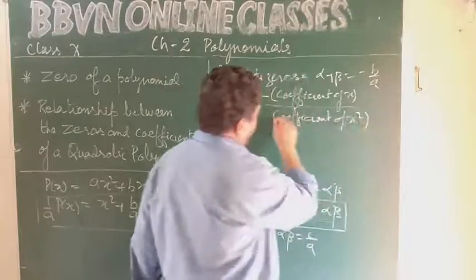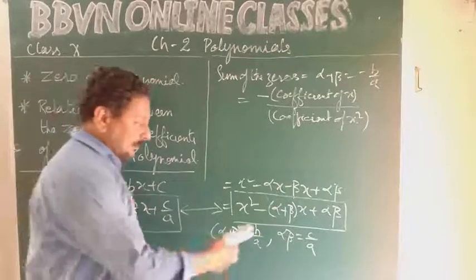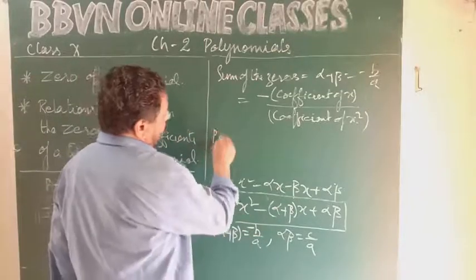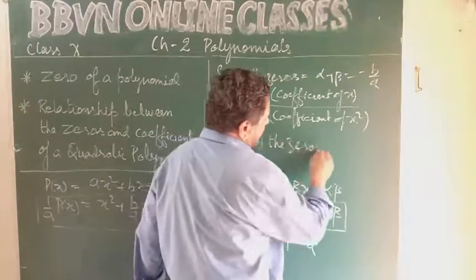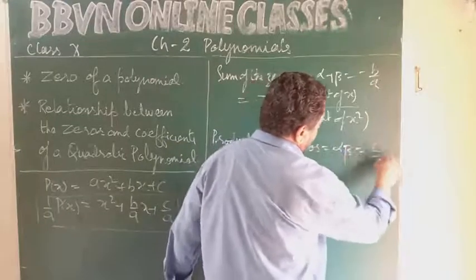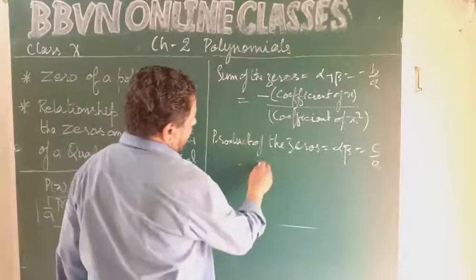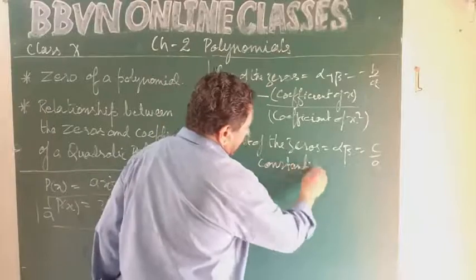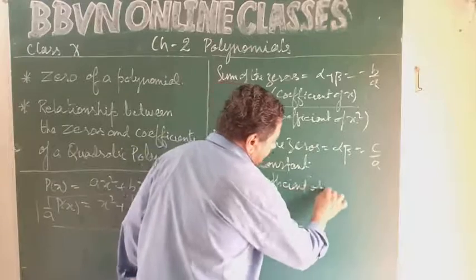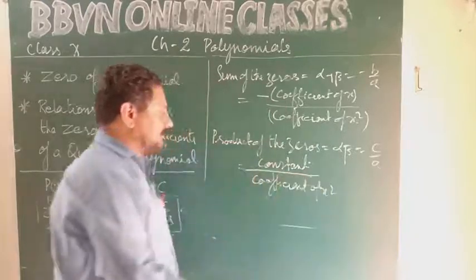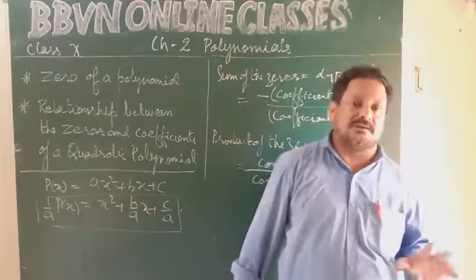upon coefficient of x square. One more thing, alpha into beta means product of the zeros is equal to what? C upon a. So we can say product of the zeros, that is alpha into beta, equal to c upon a. What is c? C is the constant term, upon a, the coefficient of x square.